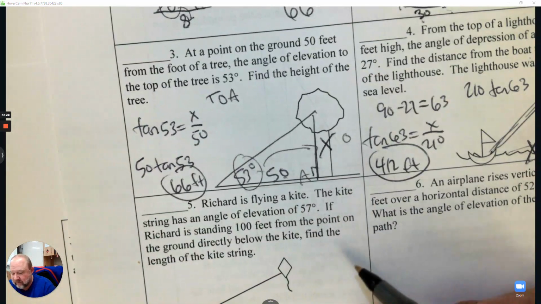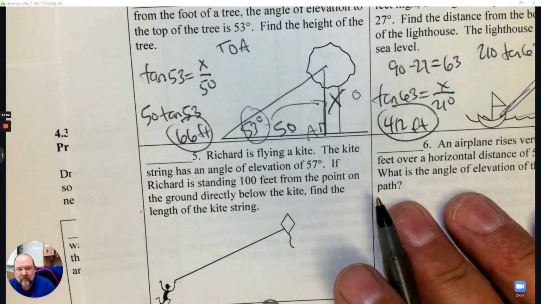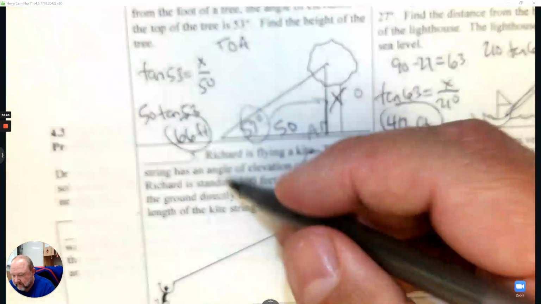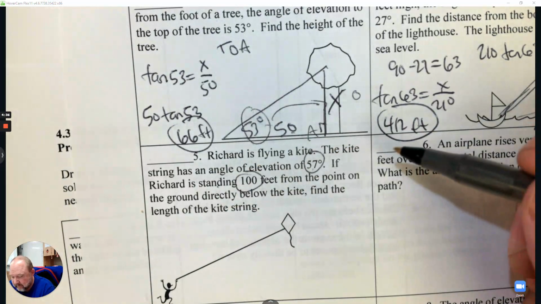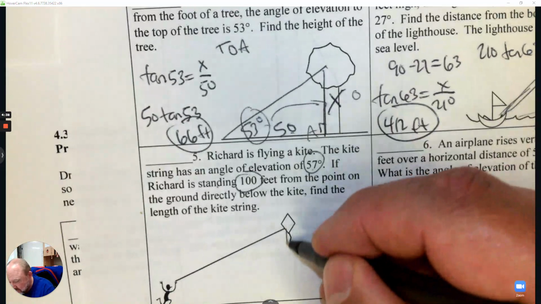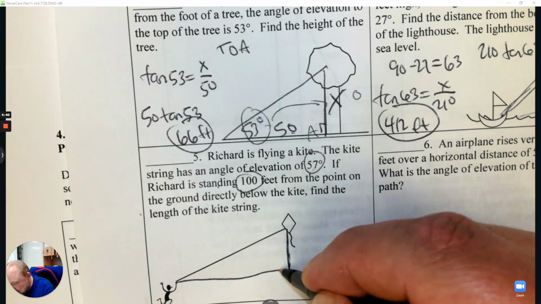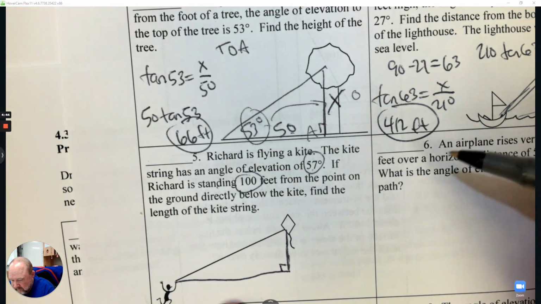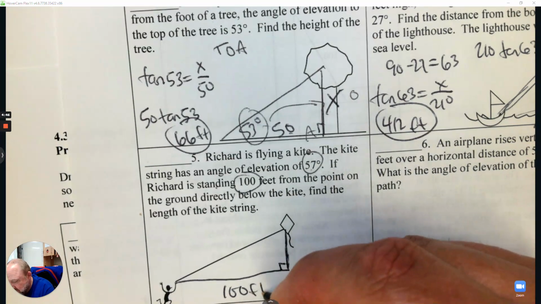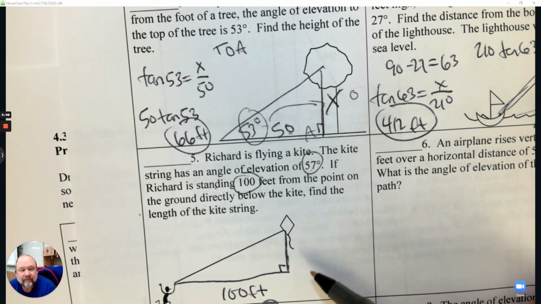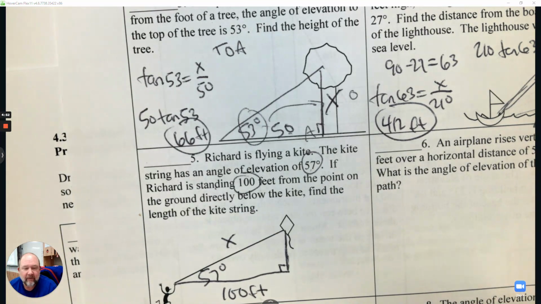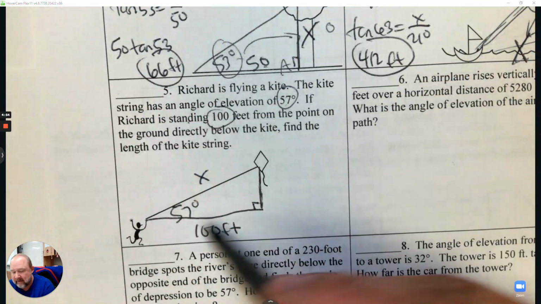Number 5, Richard's flying a kite. The kite string has an angle of elevation of 57 degrees. Richard is standing 100 feet from the point on the ground directly below the kite. So directly below the kite, there's my right triangle. This here is 100 feet. The angle up is 57, and we want to know how long the kite string is. So that hypotenuse is the kite string.